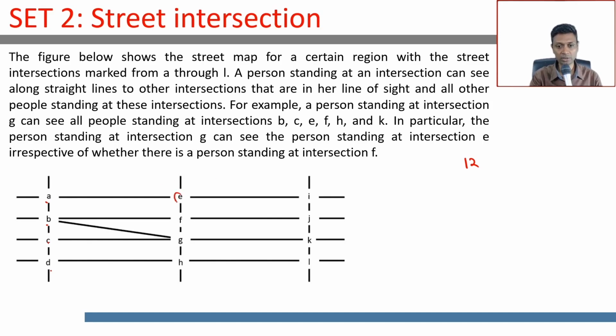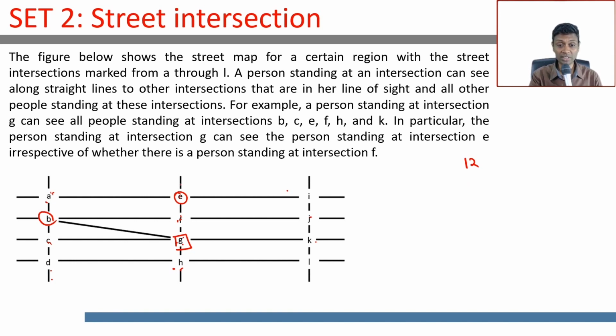Remember, if you're standing at E, you can see I, A, F, G, H. If you're standing at B, we should be able to see F, J, A, C, D, and G, straight lines. For example, a person standing at intersection G can see all the people standing at B, C, E, F, H, and K. In particular, the person standing at intersection G can see the person standing at intersection E irrespective of whether there is a person standing at F.